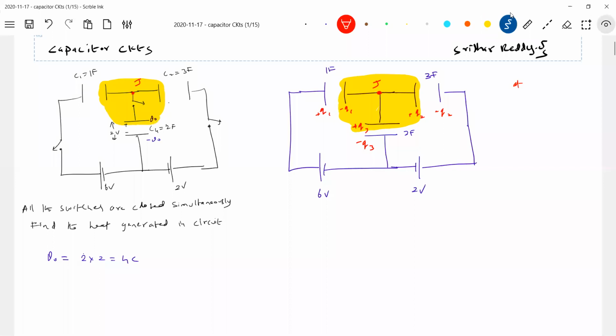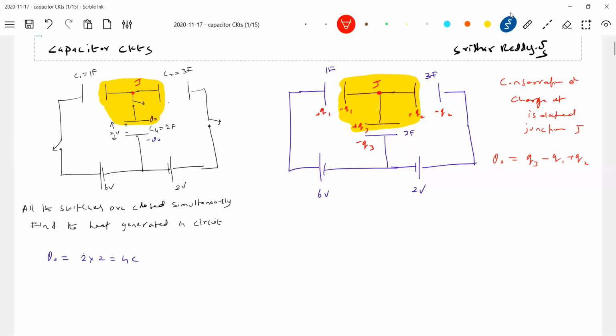Shall I call it an isolated junction? What do you mean by isolated? Because there is no other cell connected here. So definitely you can call this an isolated junction. At the isolated junction J, conservation of charge. What was the initial charge? It was Q naught. The final charge should be Q3 minus Q1 plus Q2.